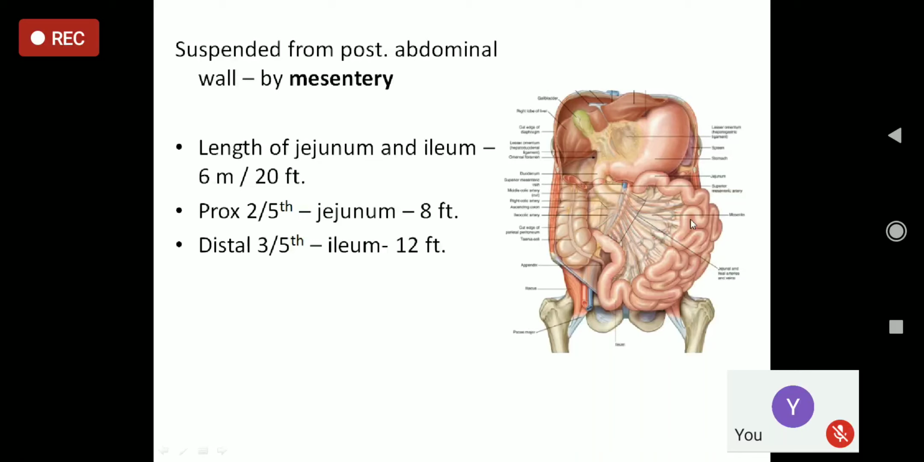Now the total length of the jejunum and the ileum is 6 meters, or you can say it's 20 feet long. Out of this 20 feet, the proximal 2/5 part is the jejunum, which measures 8 feet, and the distal 3/5 part is the ileum, and it measures 12 feet. So is this clear? The total length of the jejunum and the ileum is 20 feet.